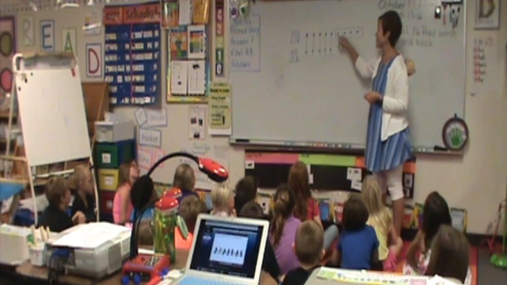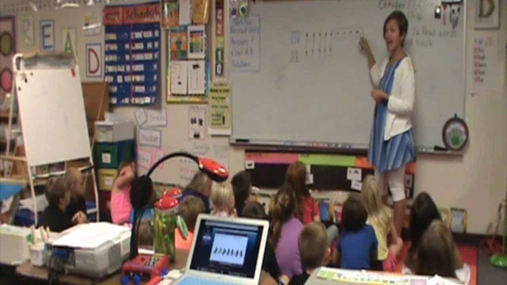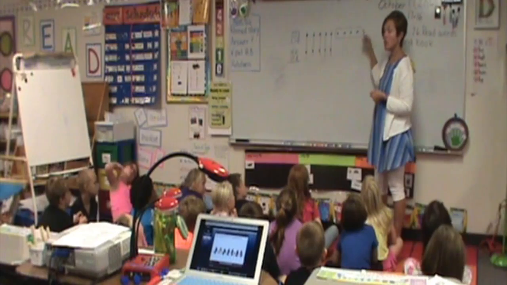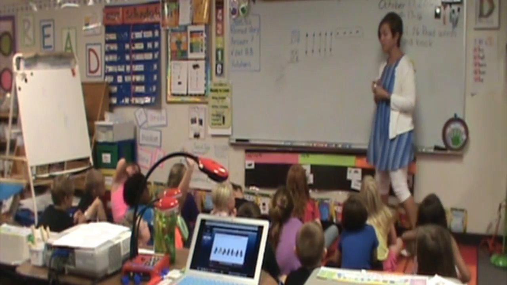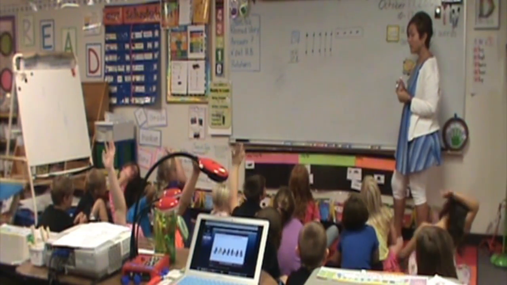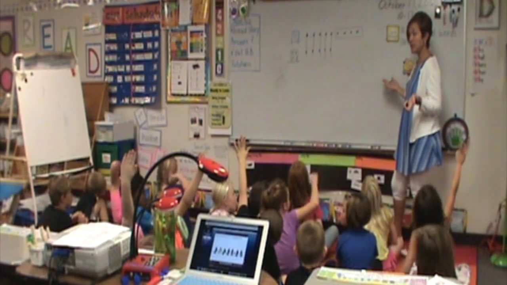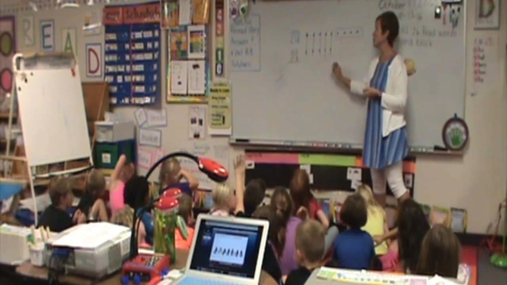1, 2, 3, 4, 5, 6, 7, 8, 9. What did Roxy have to do? Nope, what did she have to do to figure out 9? What did she have to do, Sydney? She had to count the blue striped hats.